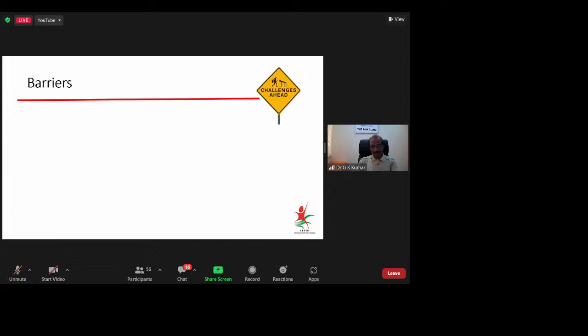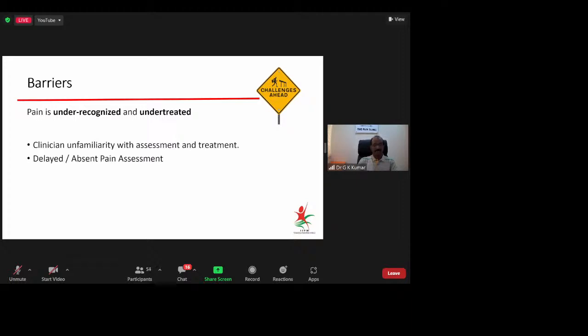These are all common. The barriers we have to cross: pain is always under-recognized and untreated. Clinicians are unfamiliar with assessment. Of course, if you're not assessing the pain, you cannot treat the pain. Delayed or absent pain assessment is also an important factor. And there is the cultural belief that pain is inevitable for a patient who has undergone surgery, that it is part of it to suffer with pain. Still, most of our clinicians have that belief.